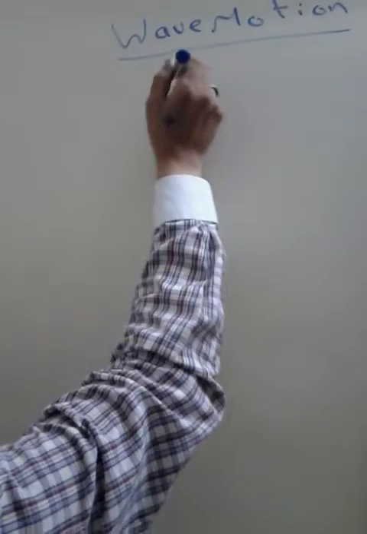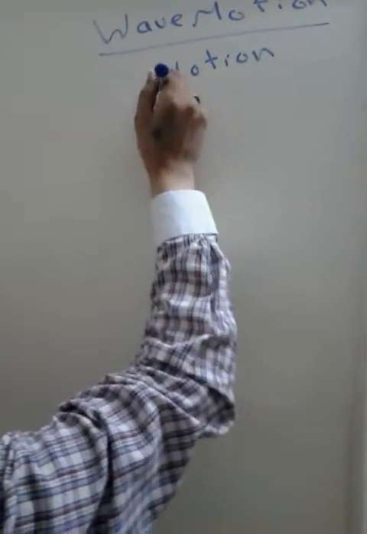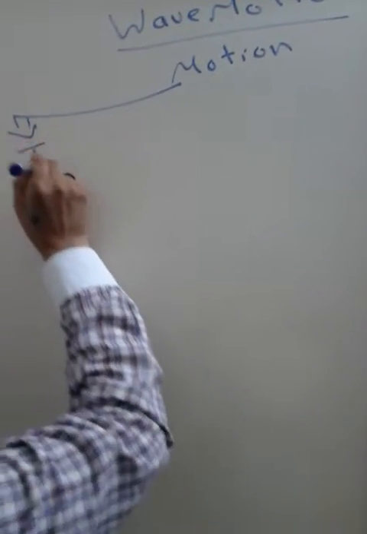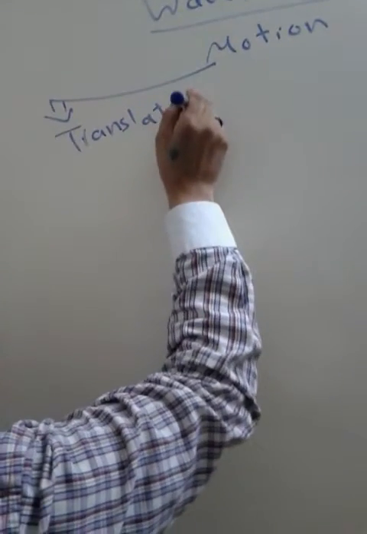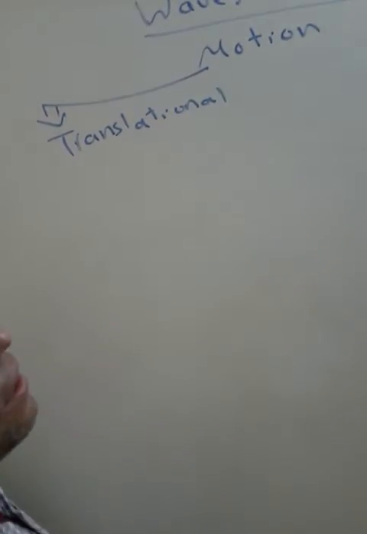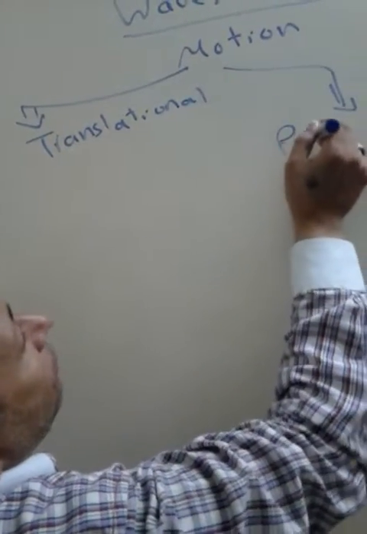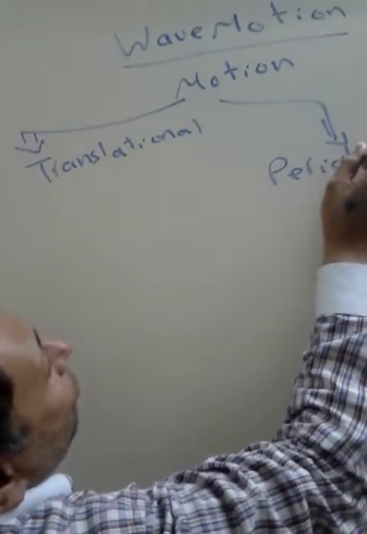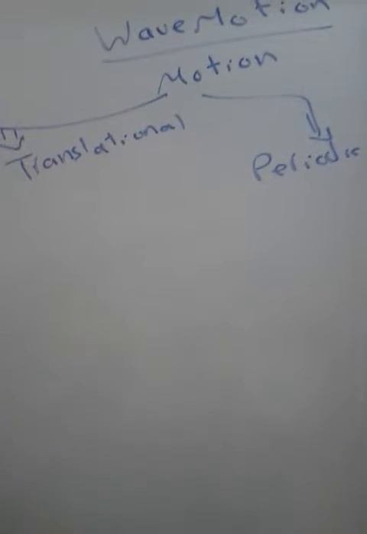And there are two types of motion. Motion can be classified into two types, which are, number one, translational motion, and the second type called periodic motion. What's meant by translational motion?